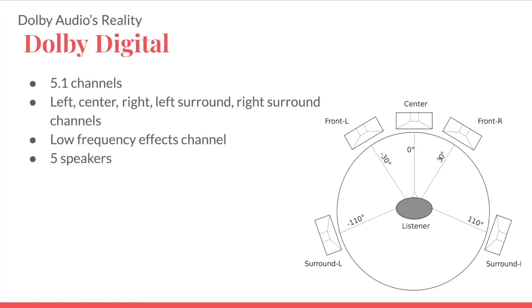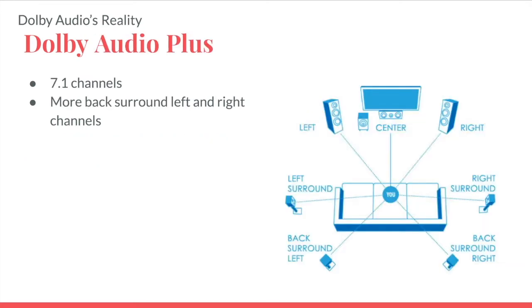Dolby Digital Plus is an improved system based on Dolby Digital. It uses 7.1 channels. The difference between 5.1 channels and 7.1 channels is that 7.1 channels has 2 more channels, back surround left and back surround right. So it needs 7 speakers.